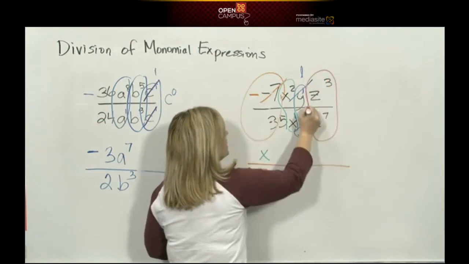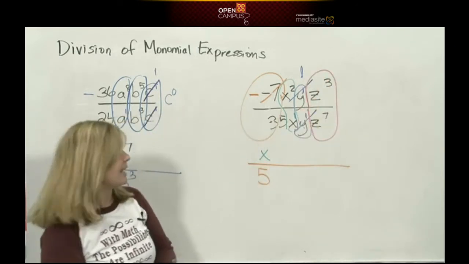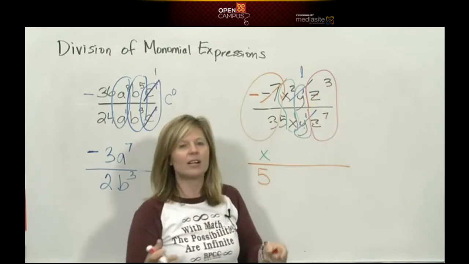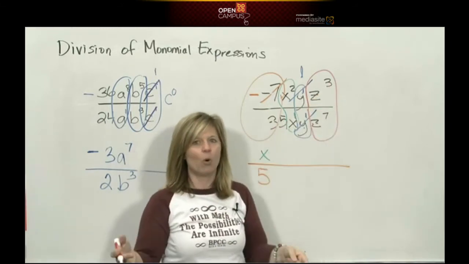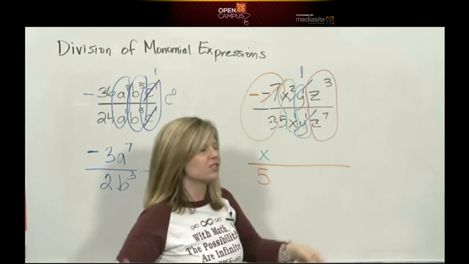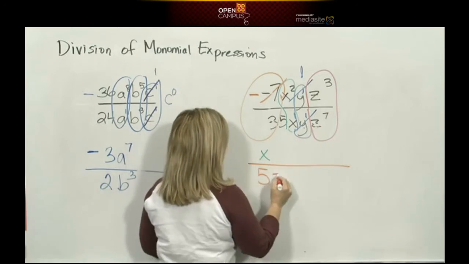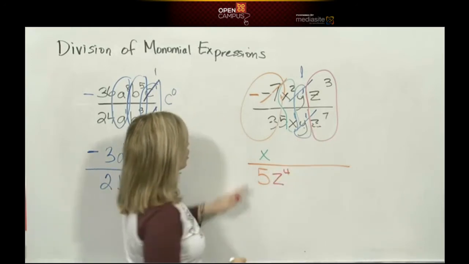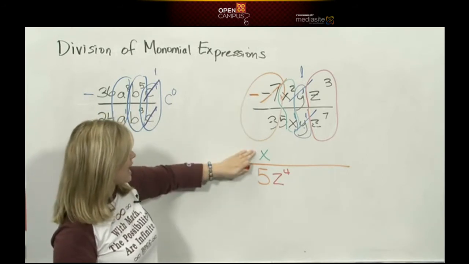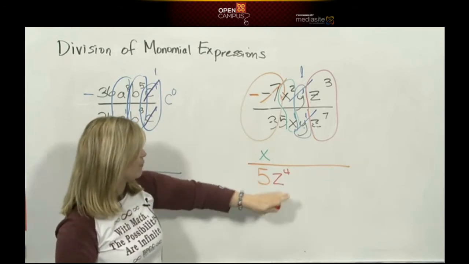All right, we got z cubed divided by z to the 7th. They have the same base. The rule is subtract. 3 take away 7. I know 3 take away 7 is 4, but where would I put that z to the 4th? I put it where there's more z's, which is obviously in the denominator. So the quotient of these two monomials divided is x over 5z to the 4th.